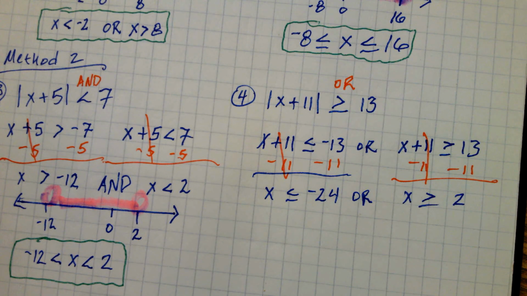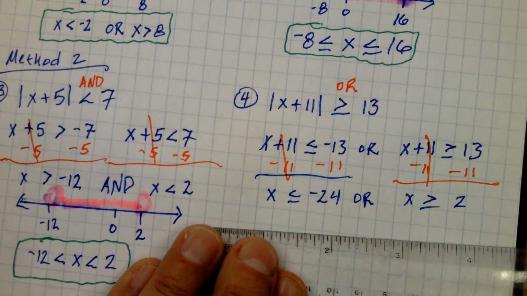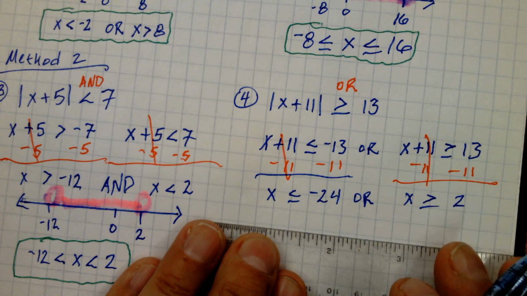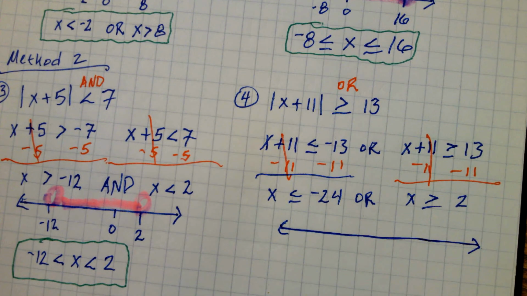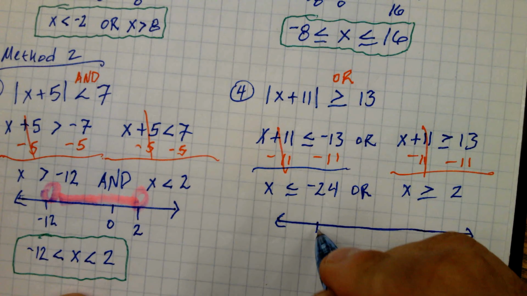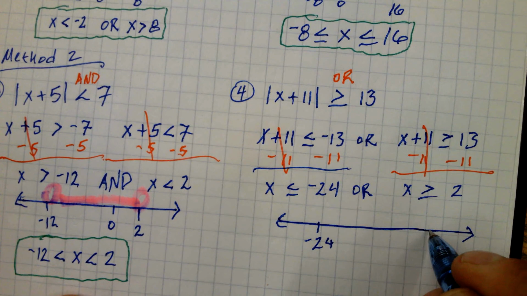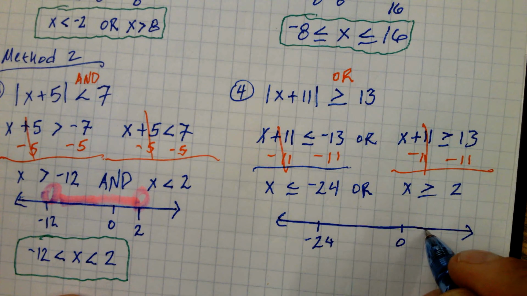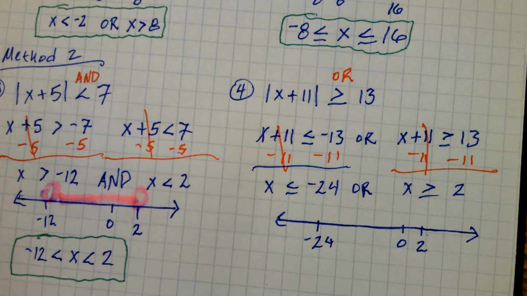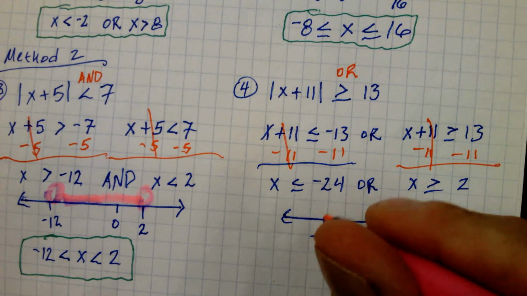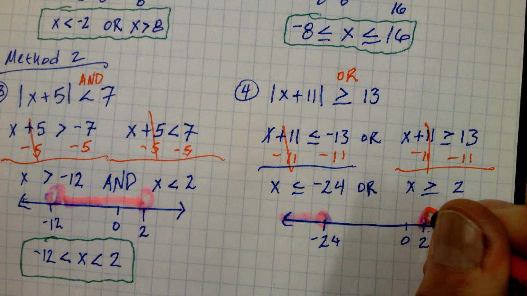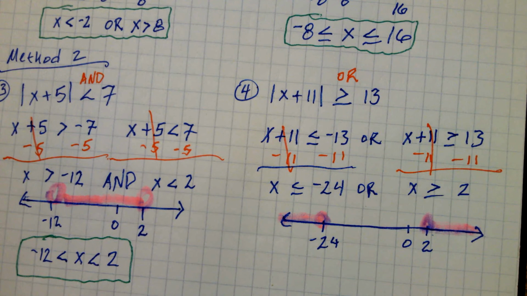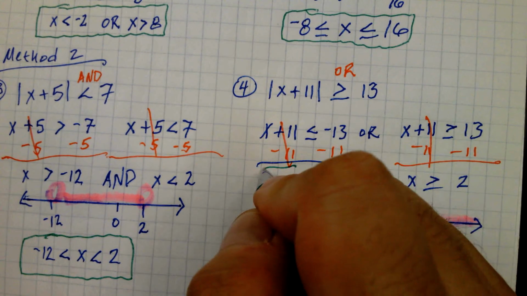Yes. We're almost done. Like 3 more minutes. Okay, let's graph it. And we're interested at negative 24, say 0 is here, and 2. And this is telling us negative 24 and everything less than that. And this is saying 2 and everything greater than that. And here's our solution.